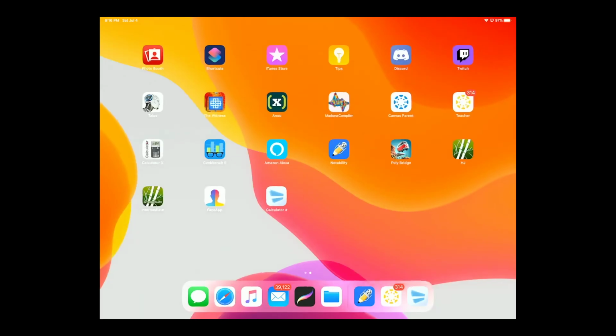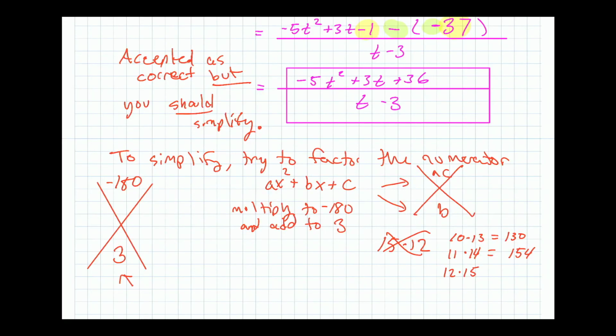Get closer to the microphone. Back here. All right, so it was 12 and 15 is 180, okay? And so we should put 12 and 15 is 180, like that. They need to add up to positive 3, so this one should be negative, and 15 should be positive, and then we'll get negative 180 when we multiply and positive 3 when we add.